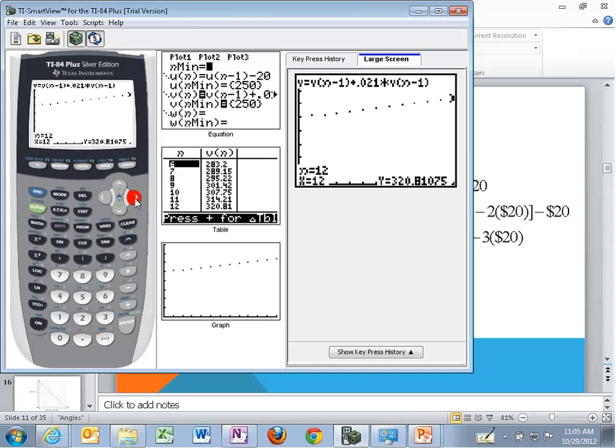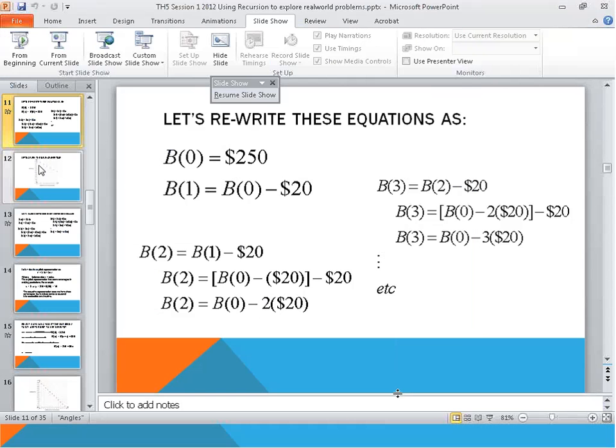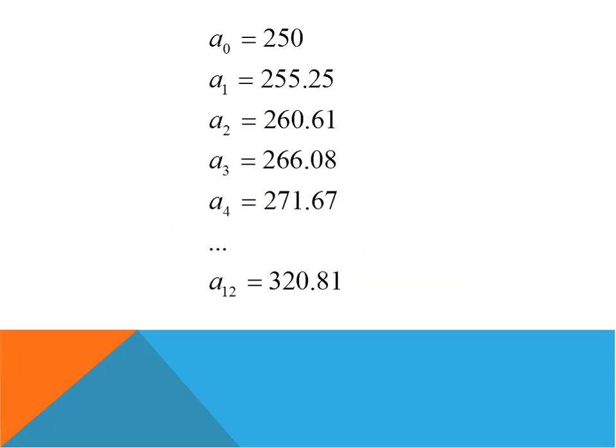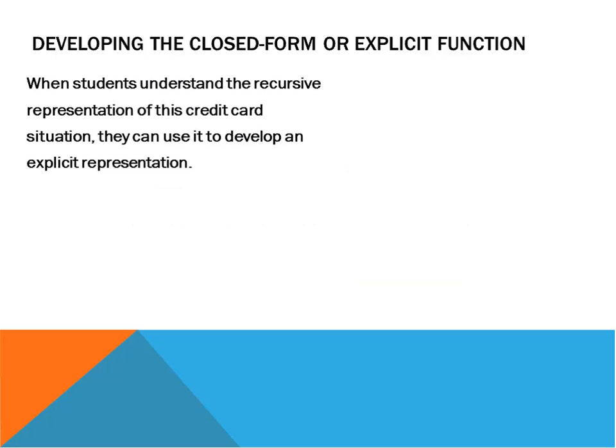And what I'd like to do then is now think about how to write a closed form function for this outside of the idea of recursion. So again, building the ideas based on this idea of recursion. So let's go back to the PowerPoint. And now that we've looked at the balance over 12 months, let's develop the closed form function.